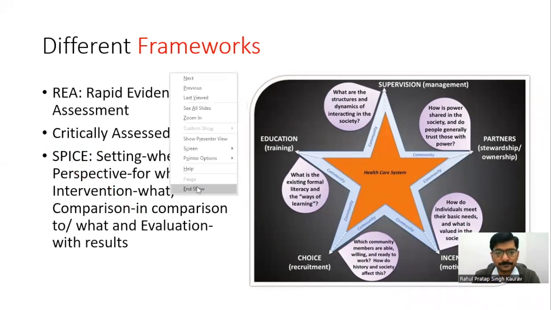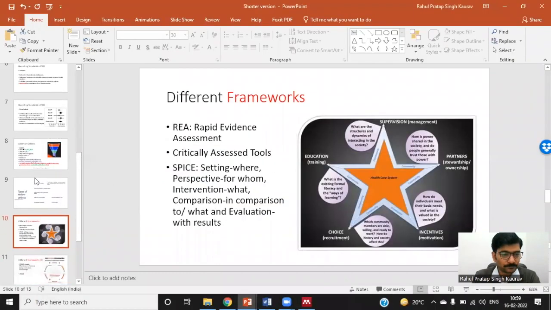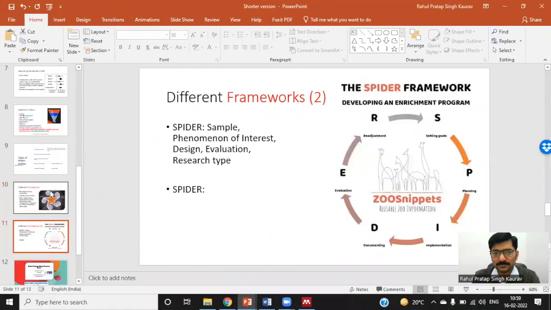These could be a few things which can help us in understanding how we should move ahead in writing a literature review. It's very important here. There is one more, SPIDER: sample, phenomenon of interest, design, evaluation, and research type. Here you can see an example of SPIDER: setting goals, planning, implementation, documentation, evaluation, and readjustment. What is the goal on that? There are different types of literature review, and all of these could be performed using Mendeley.